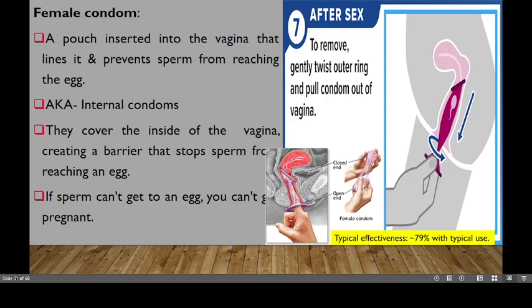It is also referred to as internal condoms, and they do cover the inside of the birth canal, creating a barrier that stops sperm from reaching an ovum. If the sperm can't reach the ovum, then you can't get pregnant. I think that's what we need to know about the female condom. What we need to be careful about is how to remove it after sex. You gently twist the outer ring and pull the condom out of the birth canal.